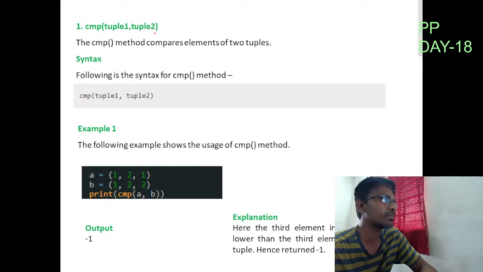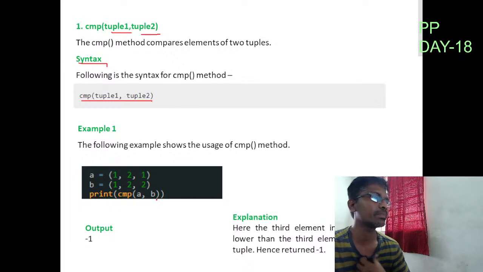So while comparing tuple 1 and tuple 2, if tuple 1 is greater than tuple 2, then it will return true, otherwise it will return false. So this is the syntax for comparison: cmp followed by tuple 1 comma tuple 2. Let us take the example. A is equal to 1, 2, 1, and B is equal to 1, 2, 2, and print compare A comma B.